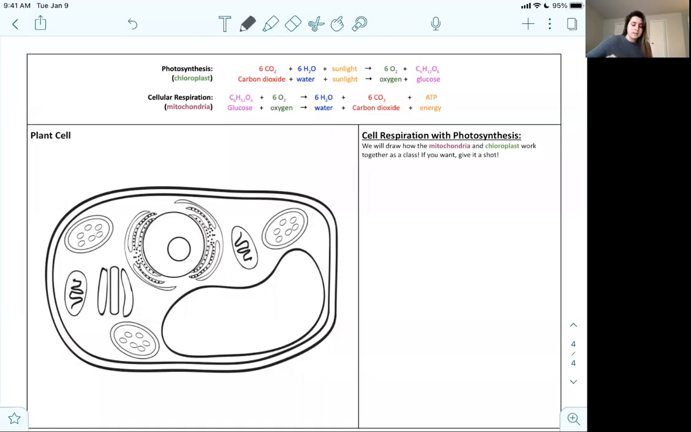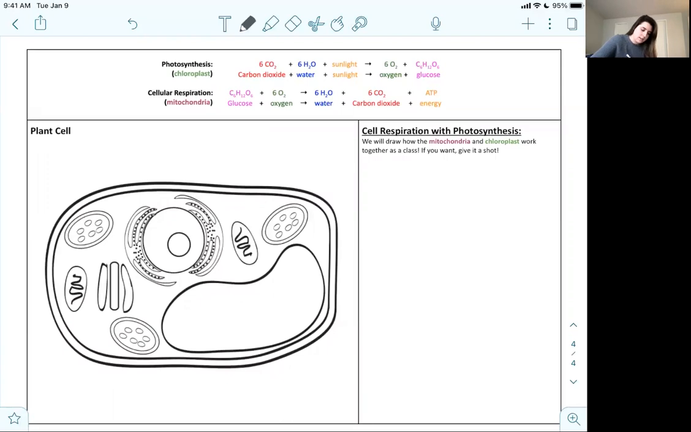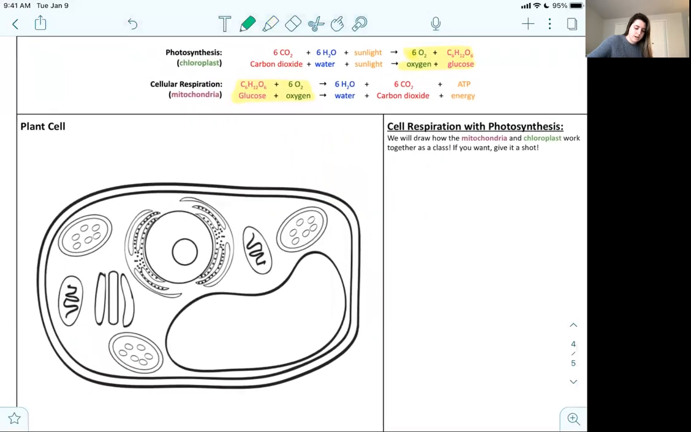All right, everyone. Lastly, we're going to take a look at our plant cell and take a look at how cell respiration and photosynthesis work together along with the mitochondria and the chloroplast. So if we look at our notes here, we already know that the outputs of photosynthesis, oxygen and glucose, are the inputs of cellular respiration, which occur in the mitochondria. So the way that these work together is that the outputs of photosynthesis are going to go straight into the mitochondria from the chloroplast.